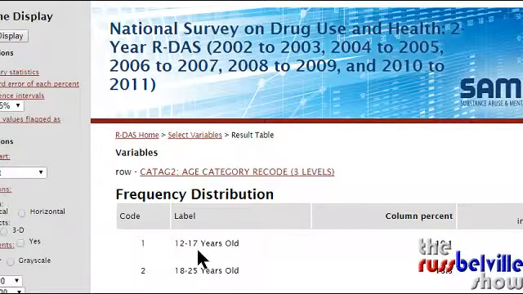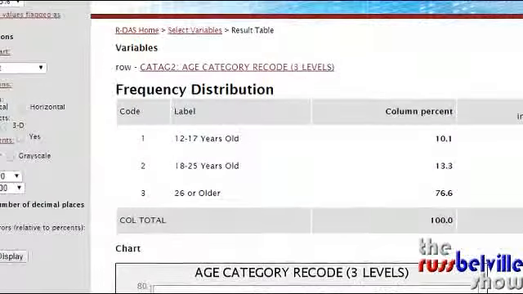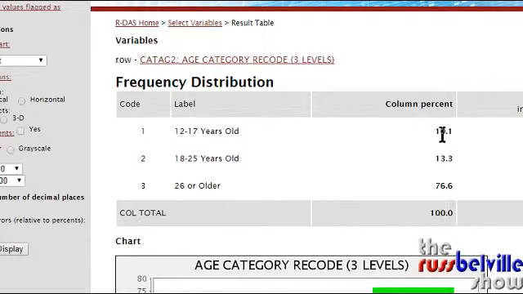Running that table will give you an idea of what the 3 levels of ages are: 12 to 17 years old, 18 to 25 years old, and 26 or older. And in this survey, 10% of the people in the survey are 12 to 17, 13% are 18 to 25, and 76.6% of the people in the survey are 26 and older. So that's already given us the start we need.